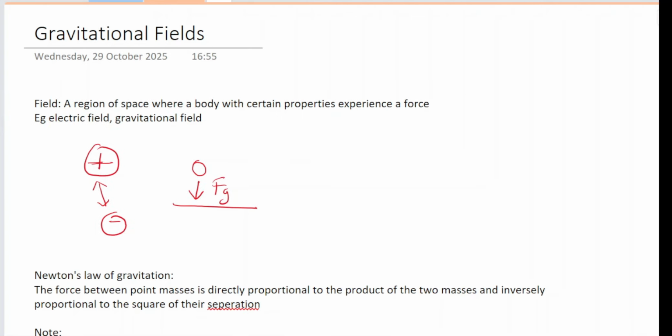Now this actually brings us to a very important concept, which is, why does the mass experience a gravitational force, or why is it that it goes downwards and not sideways maybe? What causes this force exactly? To answer this question, we use Newton's law of gravitation.